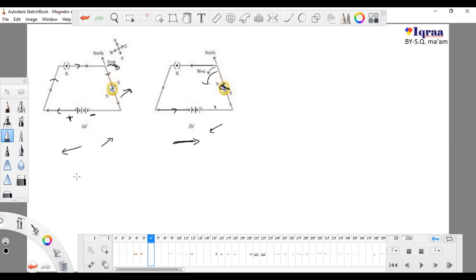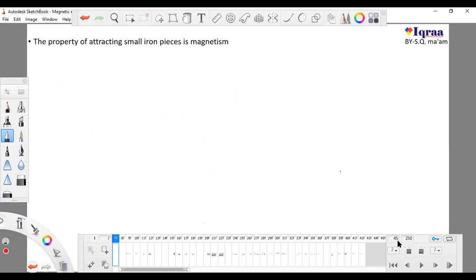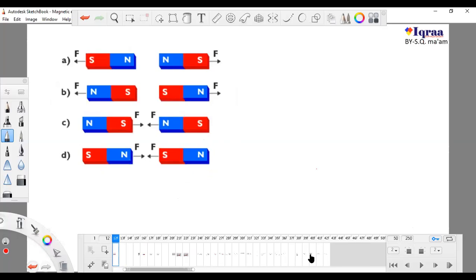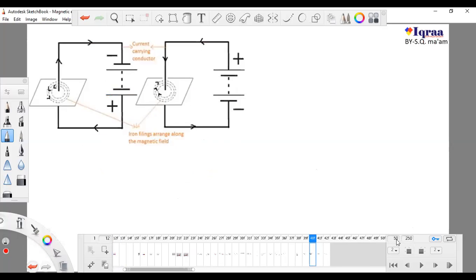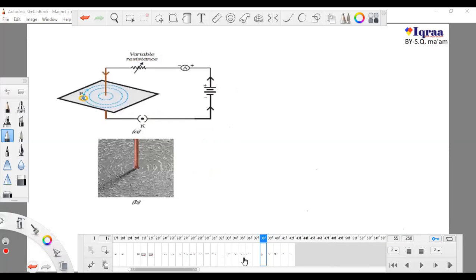So in this case, the direction is here and the deflection of the needle is here. And in the second case, the direction of electricity or current is here and the deflection of the needle is here. Okay, so why do these things appear? This is our question. Why does the deflection take place in a different direction each and every time?